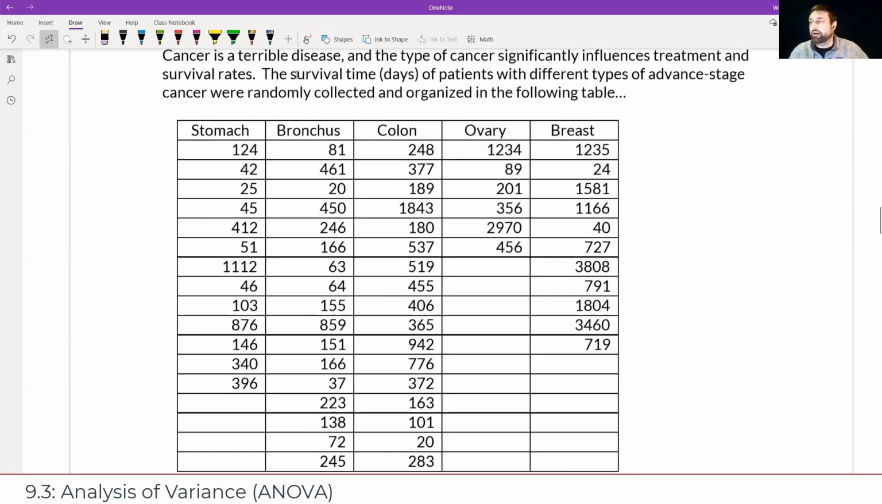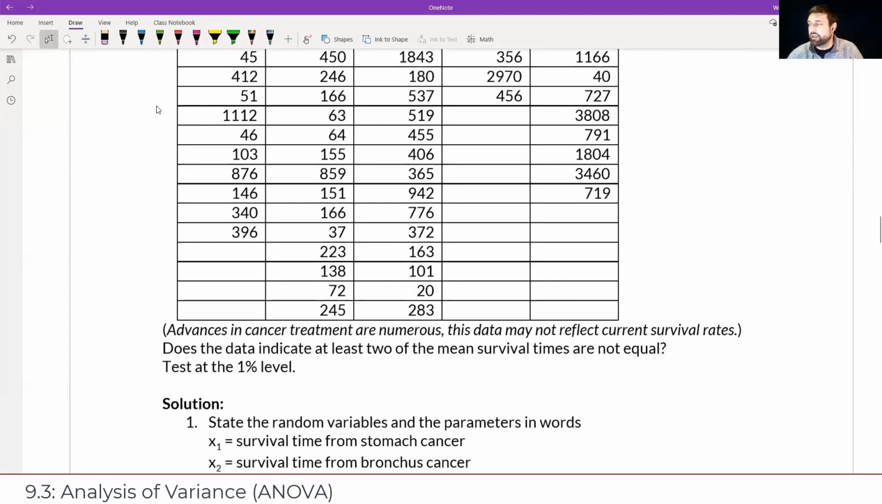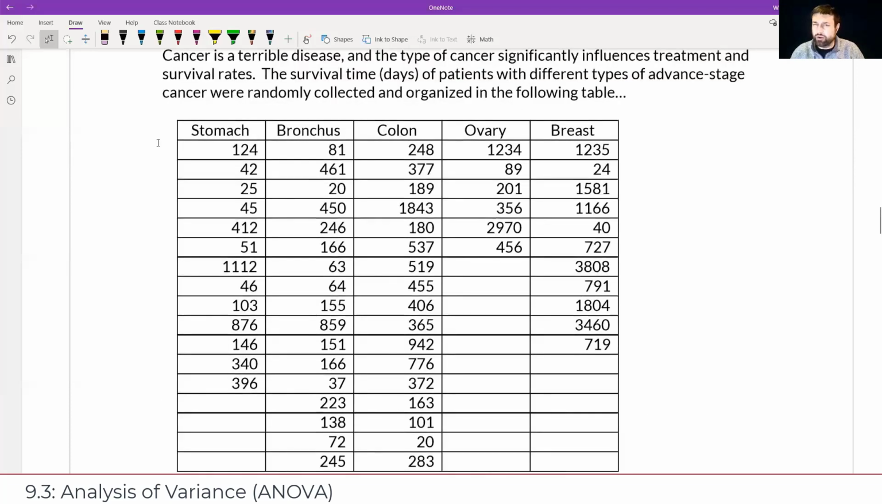Again, these were collected a long time ago, and advances in cancer research and cancer treatments have been spectacular over the last couple of years. So these do not reflect current survival rates, okay? So just keep that in mind. Current survival rates are much longer than this, much longer. So kind of old data. I apologize for that. I've got to get some new data.